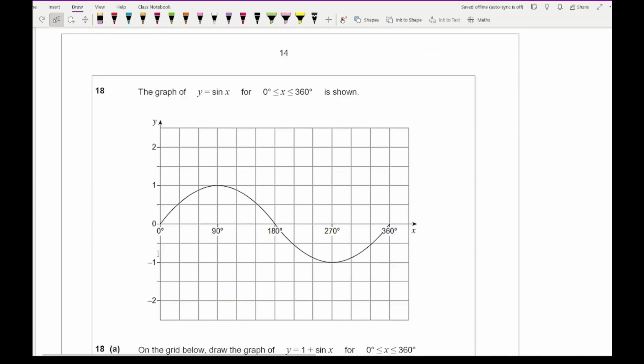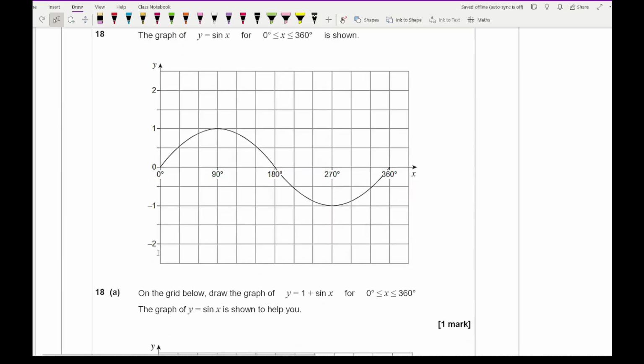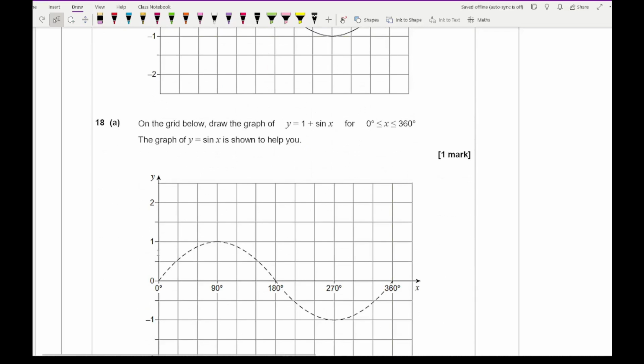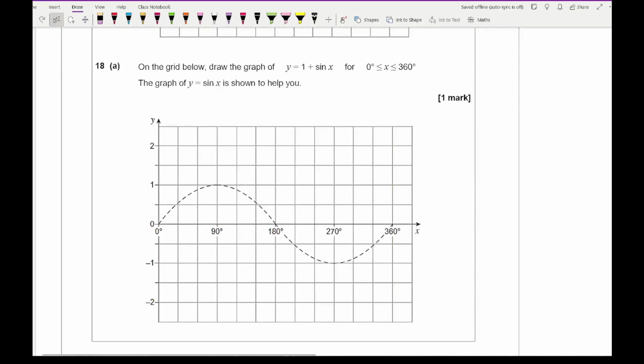Then moving on to question 18, it says the graph of y equals sine x for 0 to 360 is shown. On the grid below, draw the graph of 1 plus sine x, and it's giving me the original curve. So for this, what I need to do is basically shift it up one place because I'm adding 1 to the function.